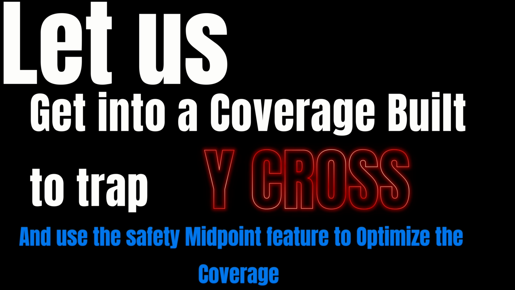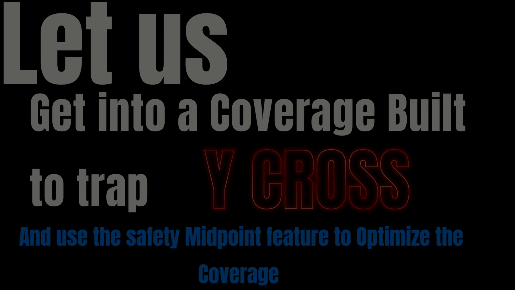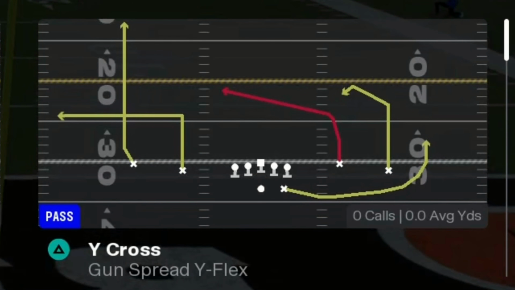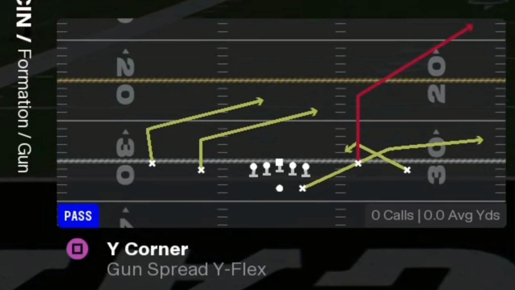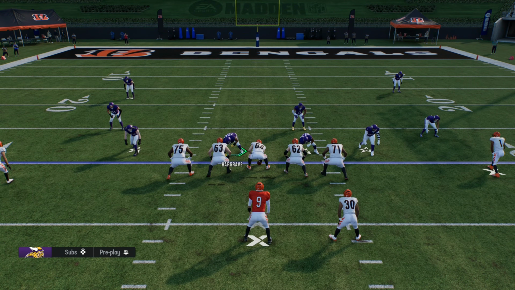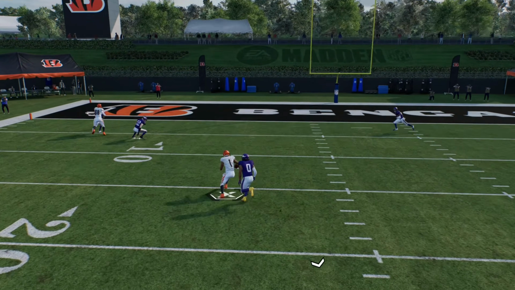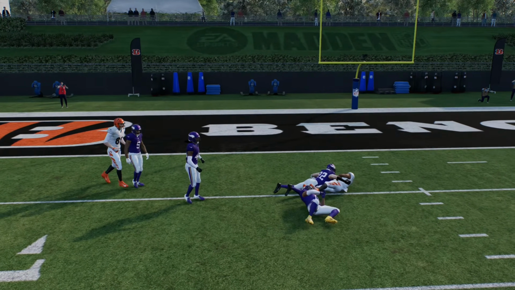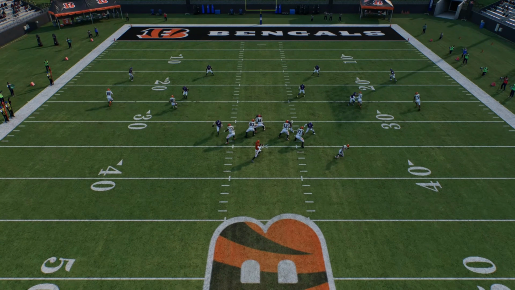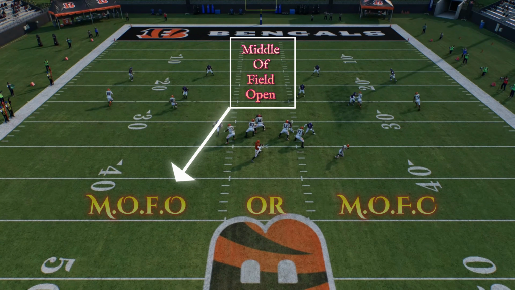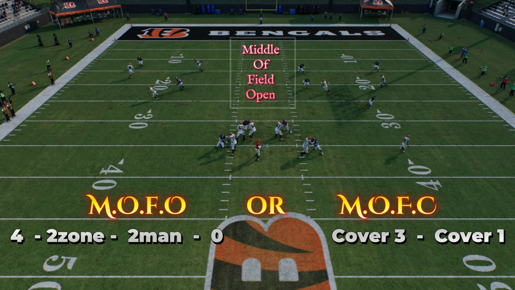All right. So let's get right into this here. So looking at Y cross here, they run the same stuff from a lot of different formations and looks. Y corner two is something that we're going to look at. And with Y cross, it puts a lot of stress on the middle of the field when you play a split safety coverage. Because in split safety, the middle of the field is open. It's where you get MOFO and MOFC.